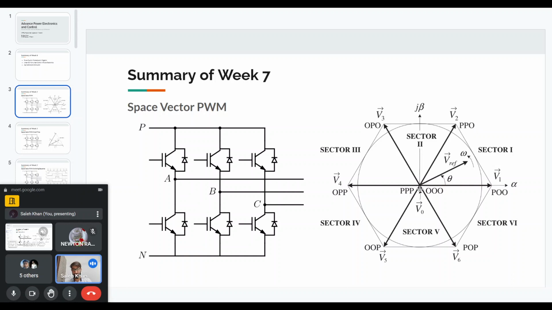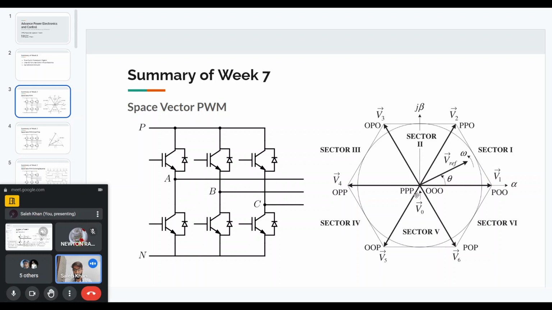Similarly, let's say from V5, if we want to come to V4, then we travel in the positive B phase direction. So we will turn on the B phase switch. From OOP, we will go to OPP. The second P is for the B phase. So by turning on the B phase switch, we will come to vector V4 from V5. In this way, you can understand how all these positions are coming.